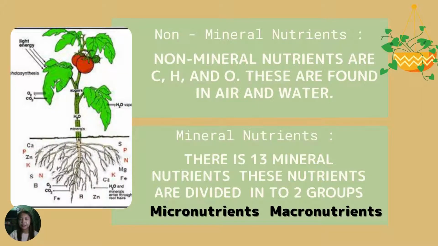Let's have first the non-mineral nutrients. The non-mineral nutrients are C, H, and O: carbon, hydrogen, and oxygen. These are found in air and in water. Whereas the mineral nutrients, we have 13 mineral nutrients and we divide them into two main groups: the micronutrients and the macronutrients.